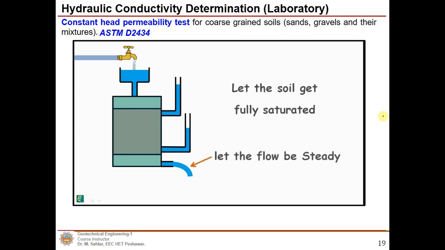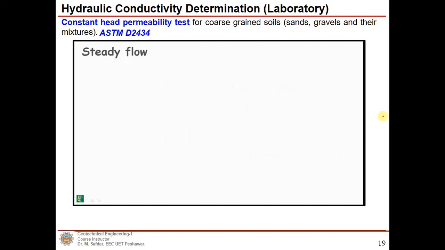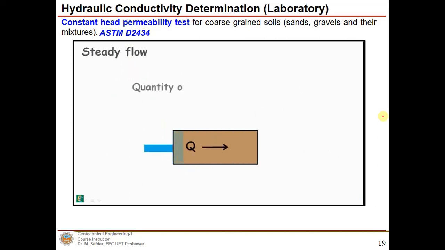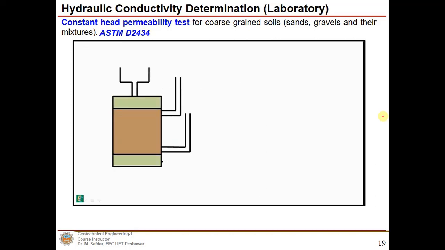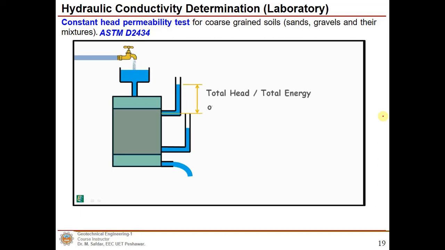A steady flow is the one in which the quantity of liquid flowing per second through any section is constant. We will also notice that after the water has been released into the soil, the water level in the manometers has risen up to some height. The height of the water column in the manometer shows the total head or total energy of the water in the soil sample at this level.